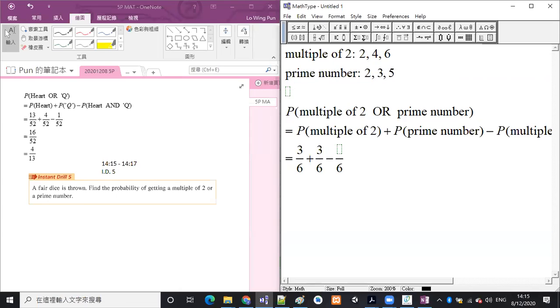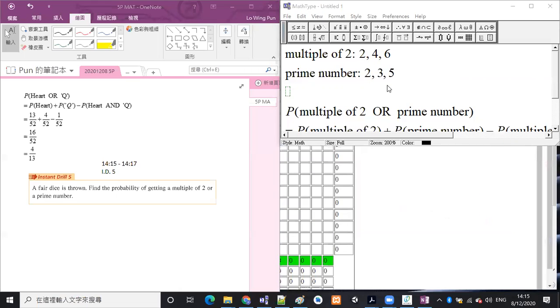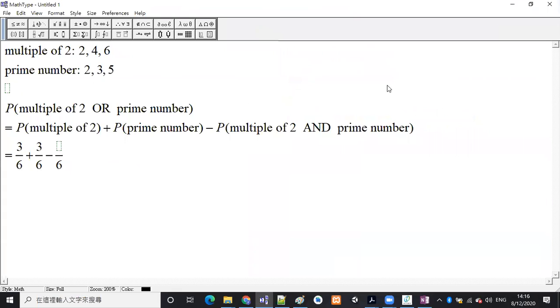And then P(multiple of 2 and prime number). At the same time, it is a multiple of 2 and it is a prime number. 好啦，喺呢一集裏邊有幾多個同時間又係2嘅倍數，又係質數嚟嘅呢？OK，咁應該係只係得2呢一個啫，係嘛？OK，2 is the only one which is at the same time a multiple of 2 and a prime number. So just one of them, okay, satisfying the third requirement. So it will be just 3 plus 3 minus 1. So that should be 5 over 6. Okay, so that is the answer.